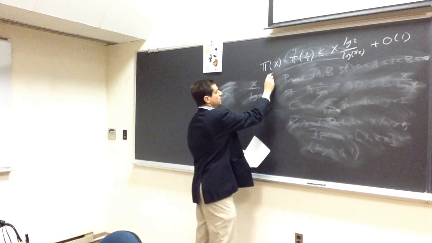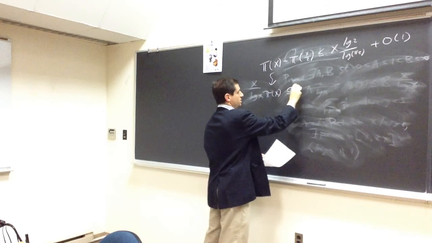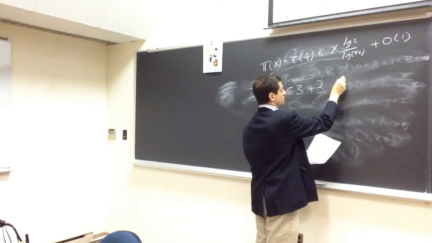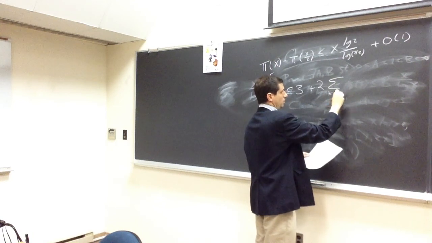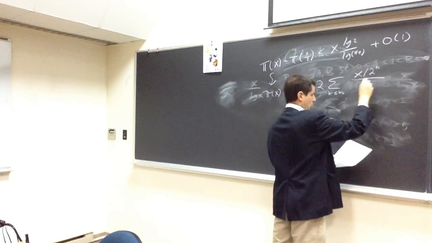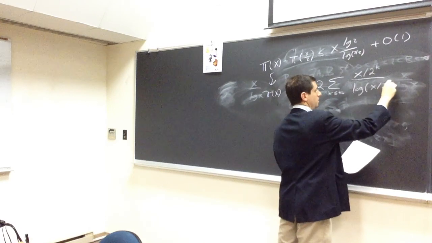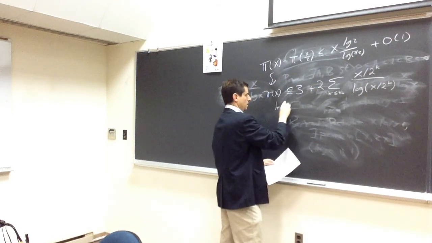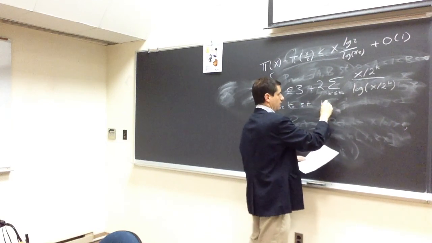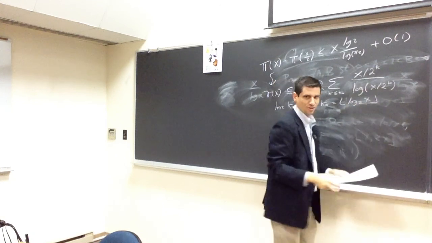And eventually, after some analysis, we got pi of x was less than or equal to 3 plus 2, the sum k less than or equal to k naught of x over 2 to the k, over the log of x divided by 2 to the k. And here, k naught is the floor of the log of x base 2. And it is not log today.